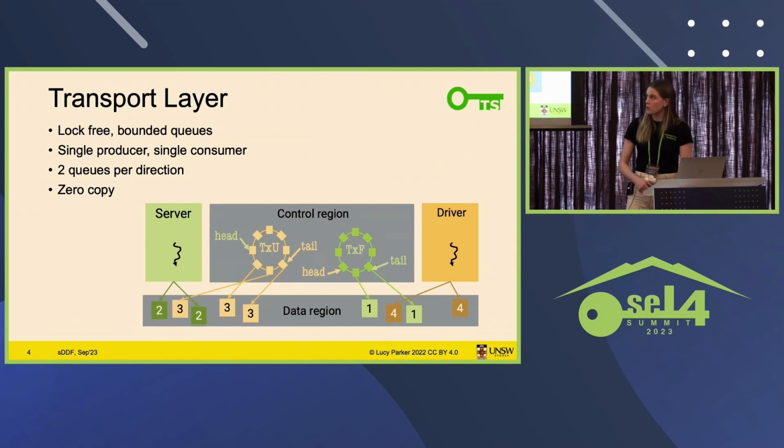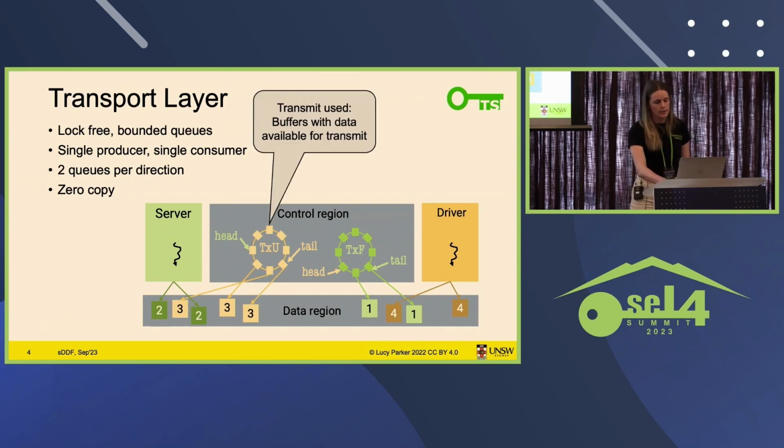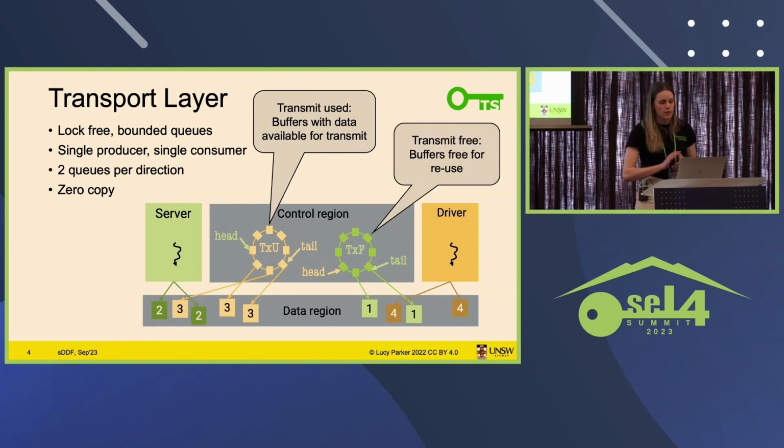Now the transport layer or control region consists of lock-free bounded ring buffer queues. And these queues are single producer, single consumer. Components on either side are also only single-threaded, and this is a very intentional simplification. And then we use 2 queues per direction, much like the VirtIO interface, and these queues simply keep track of the buffers in the shared data region. So for example, on the transmit path, we have the transmit used queue, which keeps track of buffers ready to be transmitted, and then the transmit free queue, which keeps track of buffers free and ready to be reused again.